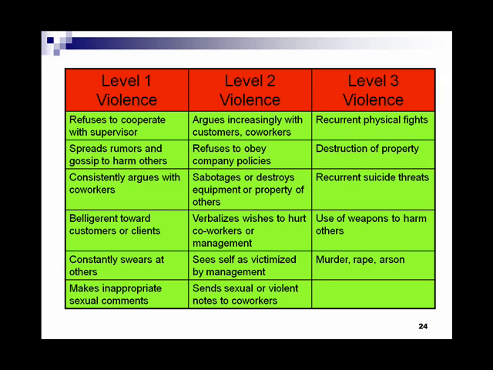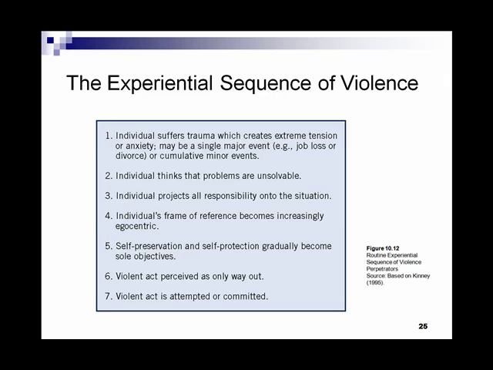So it starts off kind of low with a person who is arguing or refusing to cooperate with their supervisor. They're not getting along with others, and it just increases to level 2, where they're talking about hurting other people or hurting equipment, refusing to obey policies, and then it goes to level 3, which is, unfortunately, what happened with Fort Hood and the student at Yale. So this is another way of looking at it.